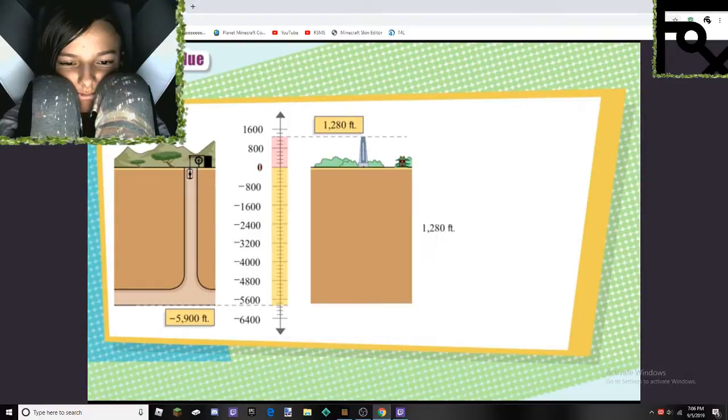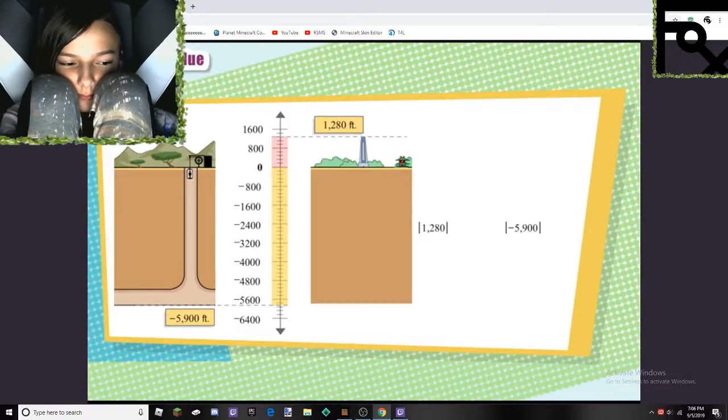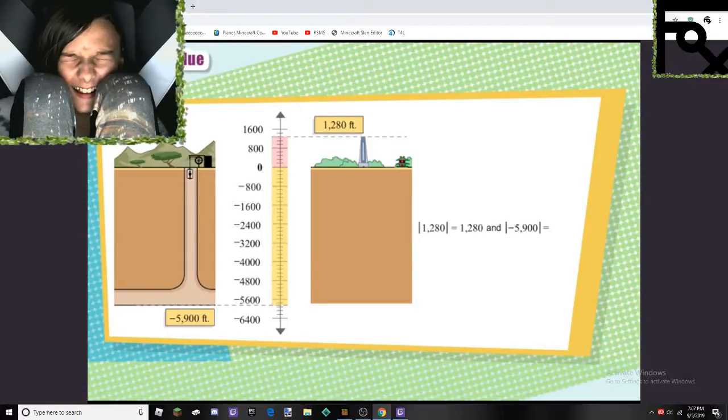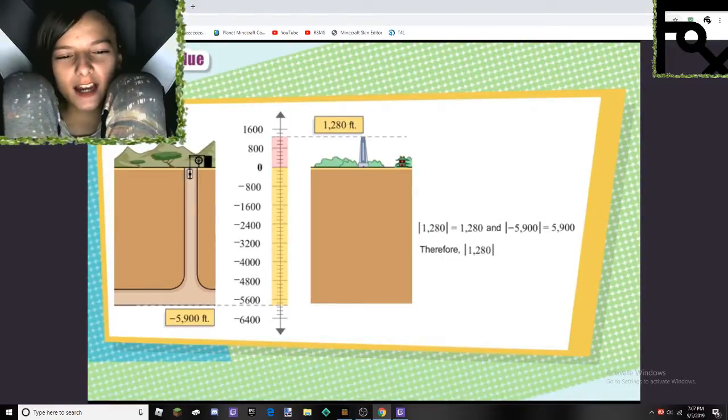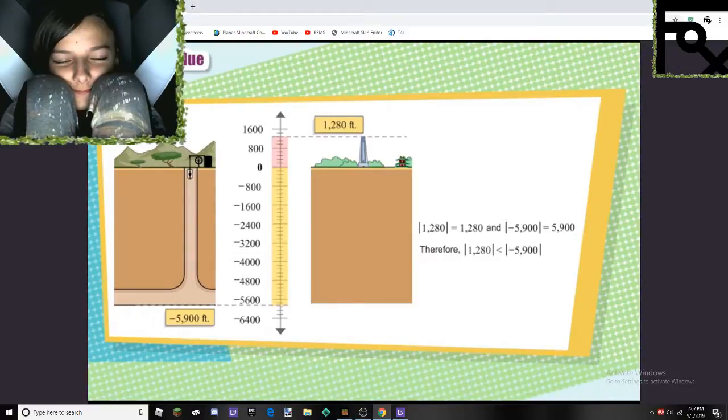be written as the absolute value of 1,280. And the distance from the surface of the ground to the bottom of the mine shaft can be written as the absolute value of -5,900. The absolute value of 1,280 equals 1,280. And the absolute value of -5,900 equals 5,900. Therefore, the absolute value of 1,280 is less than the absolute value of -5,900. In comparison, they're not even close.